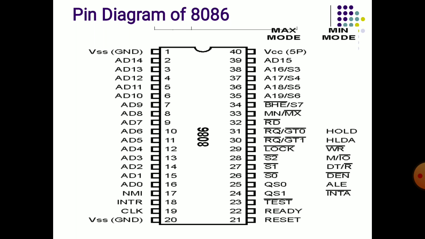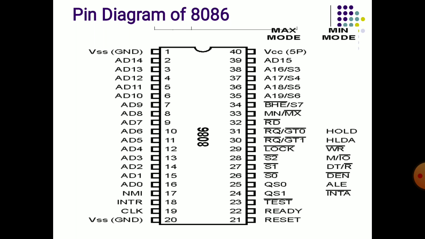Then the supply pins here are pin number 1, pin number 20 and pin number 40. These three pins are supply related pins actually. Pin number 1 and pin number 20 are ground, and pin number 40 is the supply voltage, that is plus 5 volt supply. These three pins supply the CPU, right?